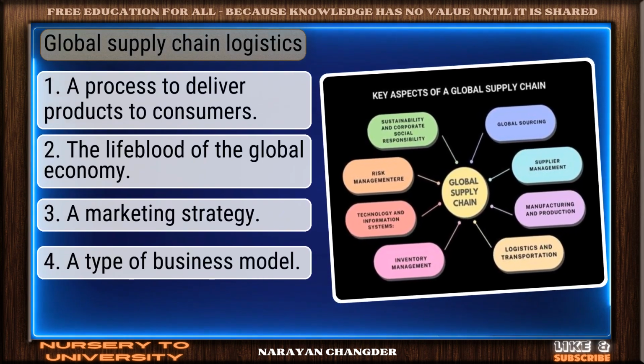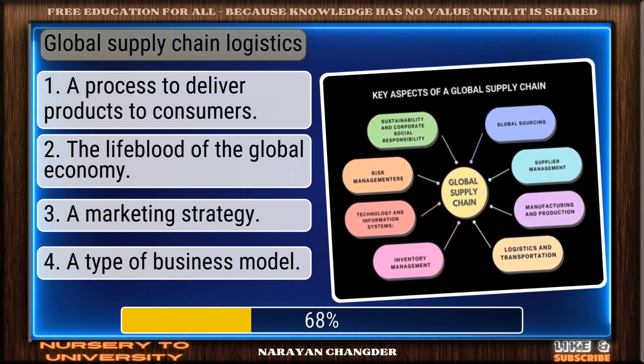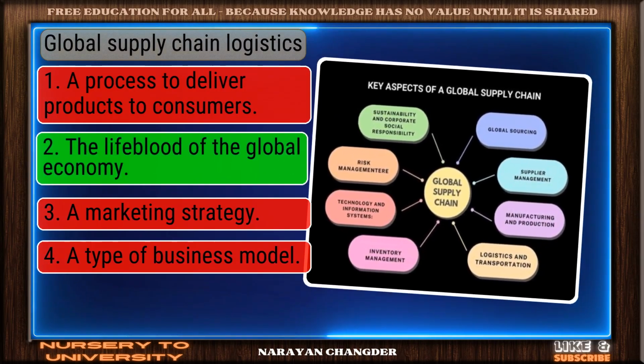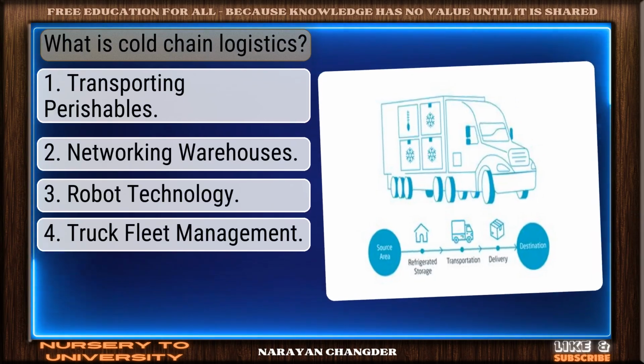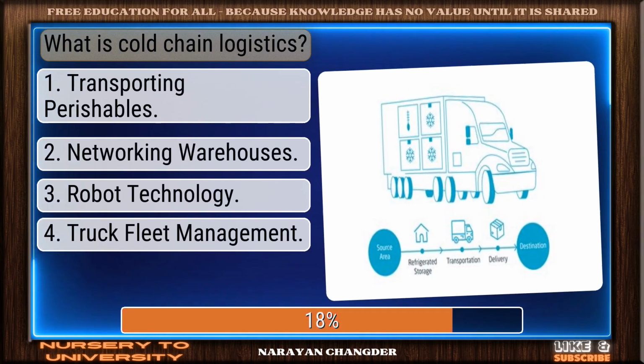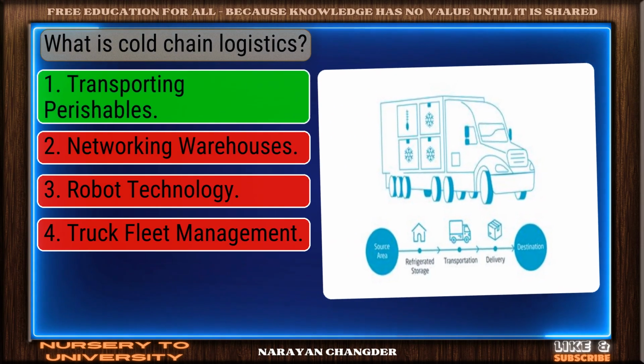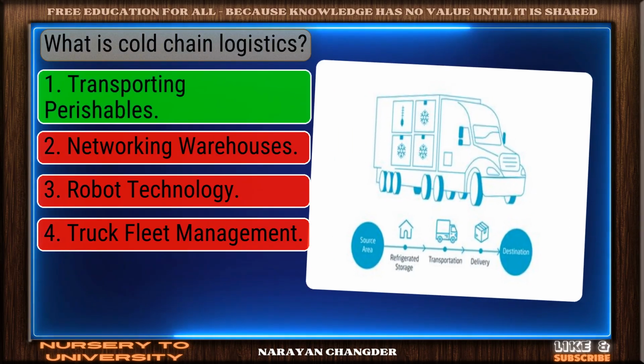Global supply chain logistics. Right choice. The lifeblood of the global economy is the best answer. What is cold chain logistics? Correct. Transporting perishables is the right answer.